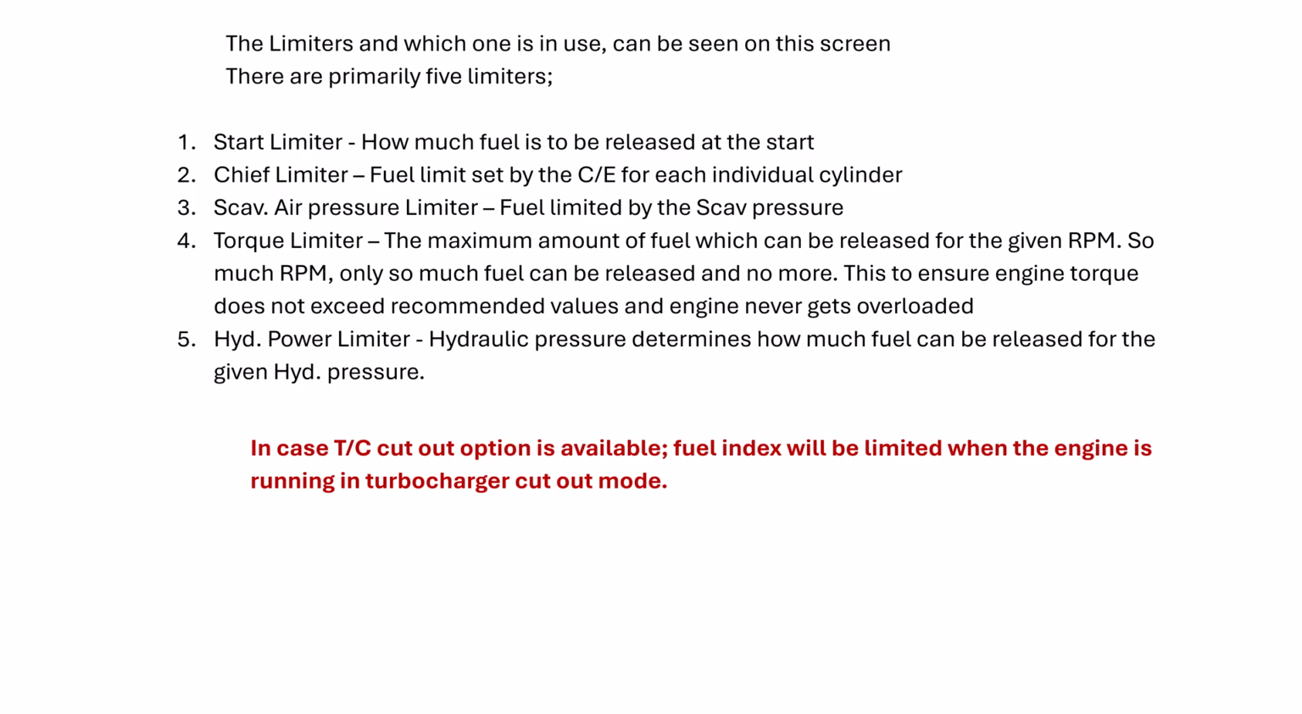Torque limiter, the maximum amount of fuel which can be released for the given RPM. So much RPM, only so much fuel can be released, no more. These ensure engine torque does not exceed the recommended value and the engine never gets overloaded. Hydraulic power limiter, hydraulic pressure determines how much fuel can be released for the given hydraulic pressure. In case the turbocharger cutout option is available, fuel index will be limited when the engine is running in turbocharger cutout mode. Naturally, since one turbocharger is cut off.